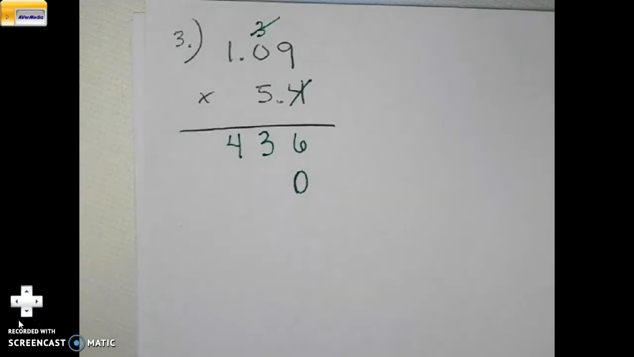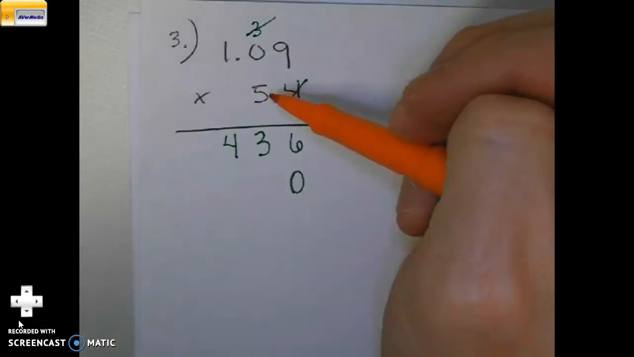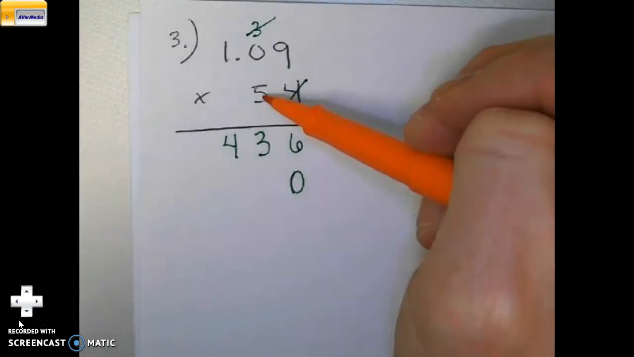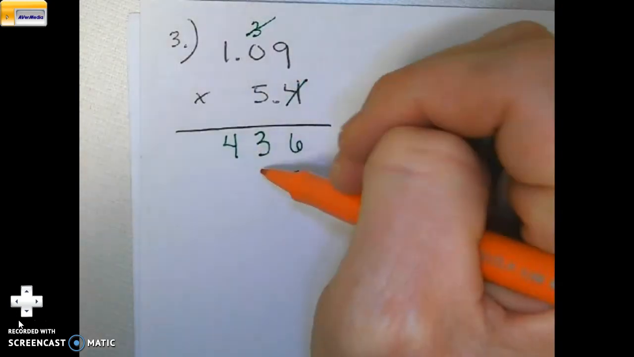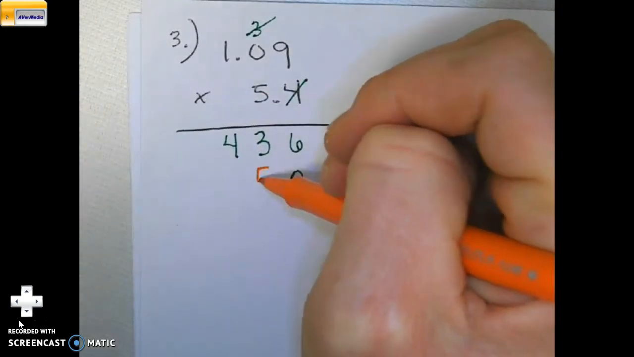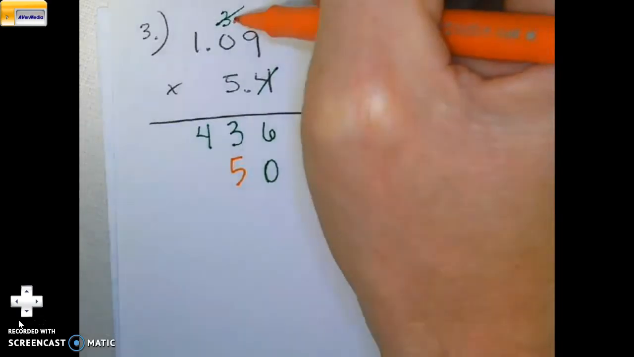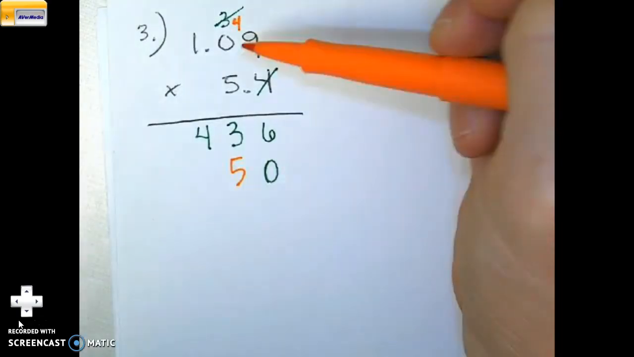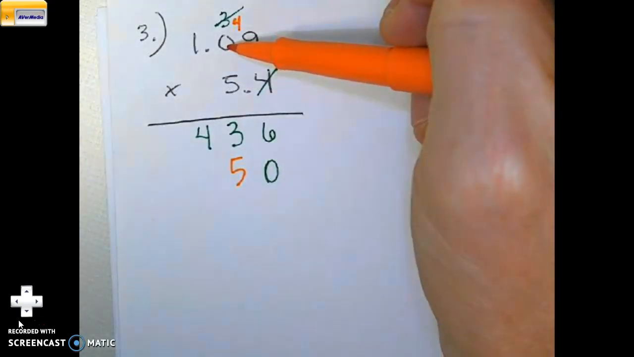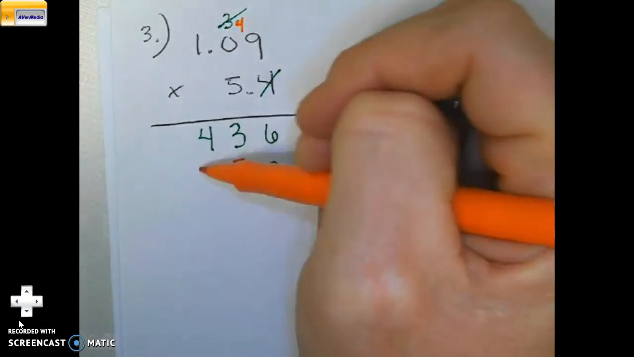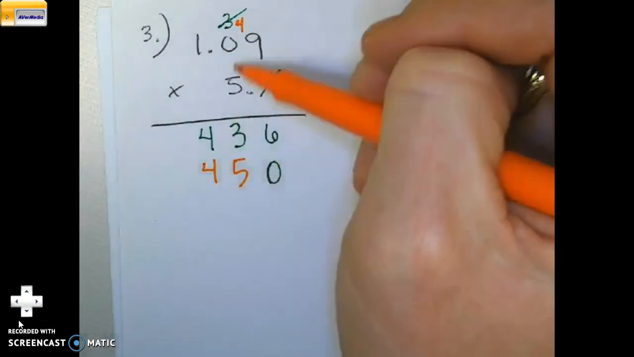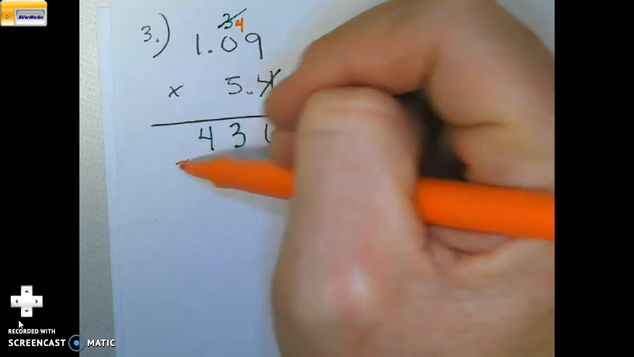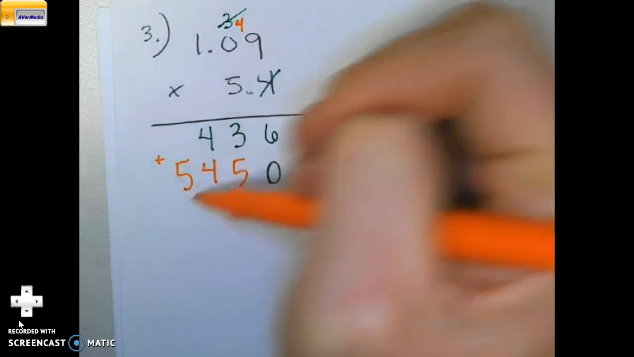Remember, as you're working through these problems, if you want to use a colored pencil, if it helps you to change the colors up like I'm doing, please do it. Now I'm going to start with this 5. 5 times 9 is 45. I'm going to put my 5, and now I'm going to carry my 4. 5 times 0 is 0, plus 4 is going to be 4. And then 5 times 1 is 5.